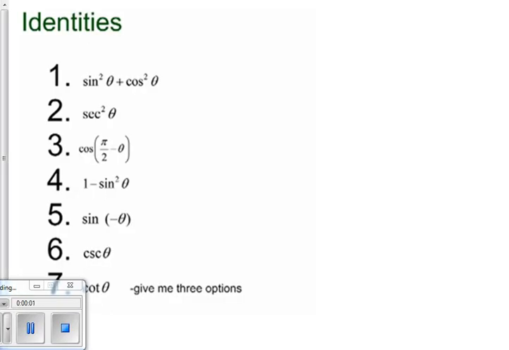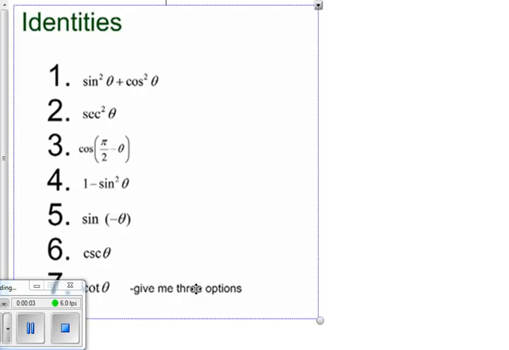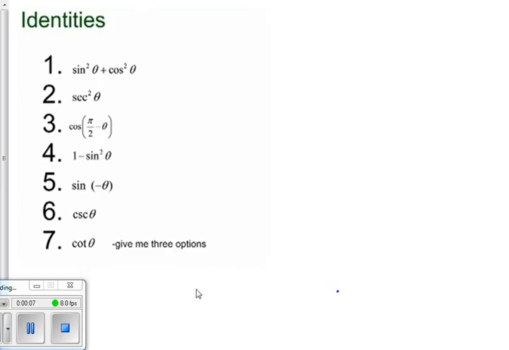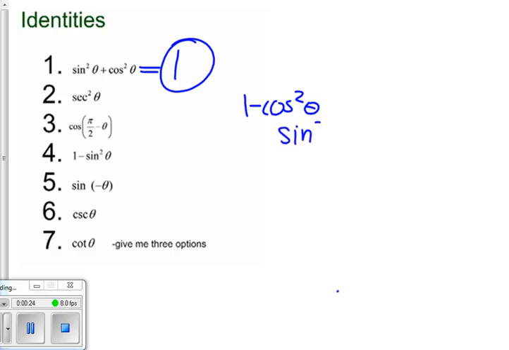So to start, just some identities. This is a little blurry and I apologize. What is number 1? I think by now everyone should be able to recognize that and be able to use it. If not in that form, even in this form. What is that? Okay, what about this one?